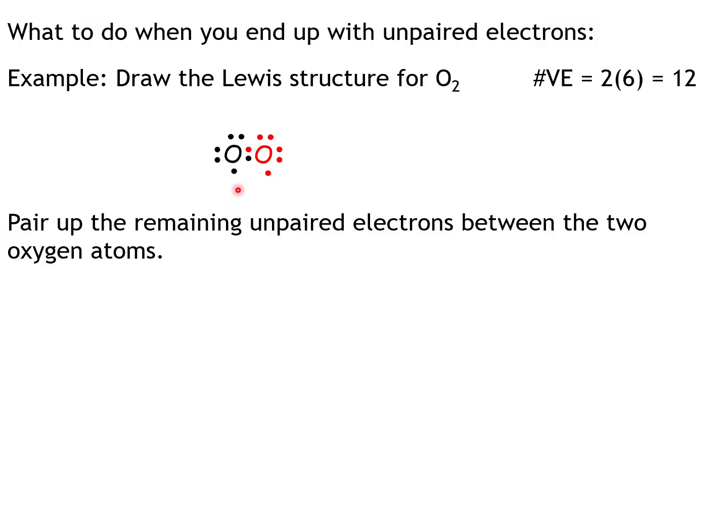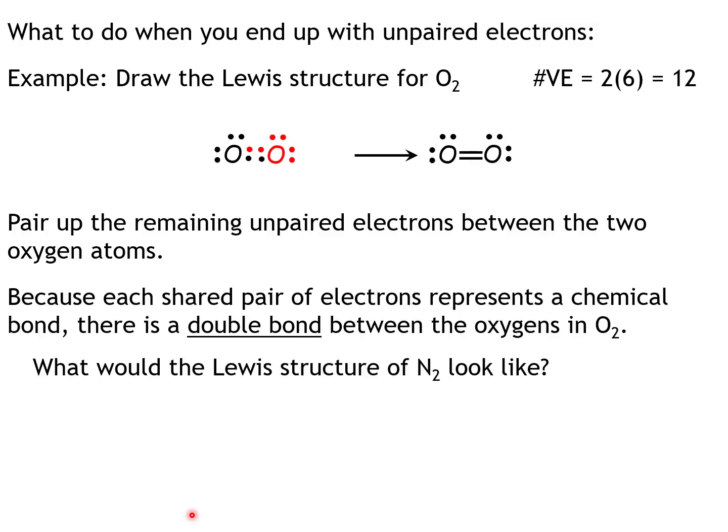So what we're going to say is, well, instead of having them unpaired out here, we're going to let the oxygens share both pairs of electrons, and they end up making a double bond. Now here's where the sticks are really much more helpful. So we're supposed to have 12 valence electrons, and we have 2, 4, 6, 8, 10, 12. So we have the right structure.